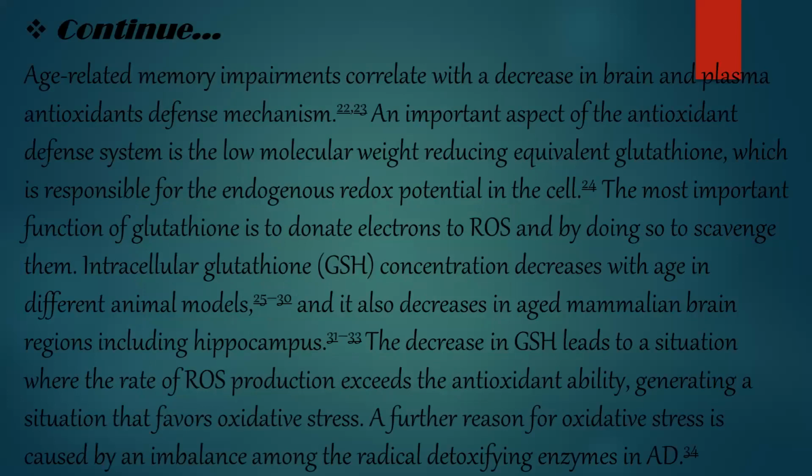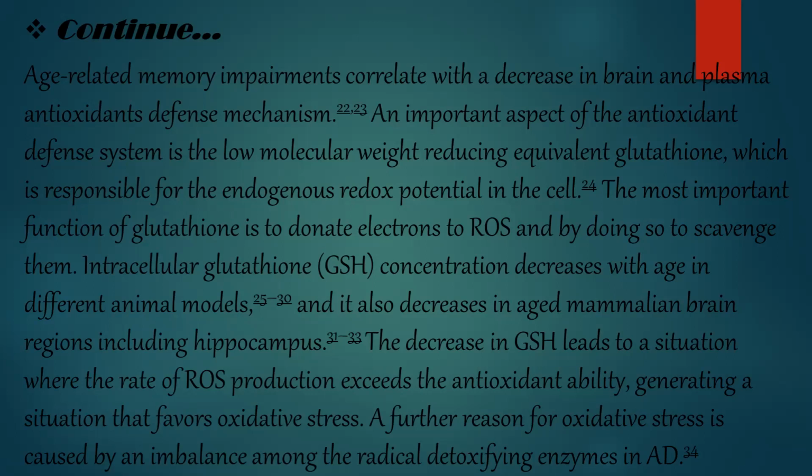Age-related memory impairments correlate with a decrease in brain and plasma antioxidant defense mechanisms. An important aspect of the antioxidant defense system is the low molecular weight reducing equivalent glutathione, which is responsible for the endogenous redox potential in the cell. The most important function of glutathione is to donate electrons to ROS and by doing so circumvent them.